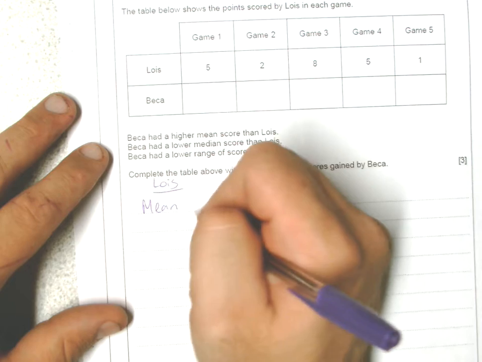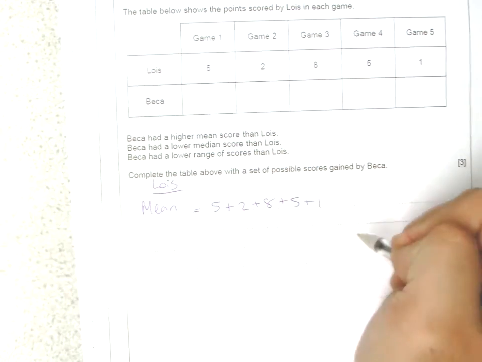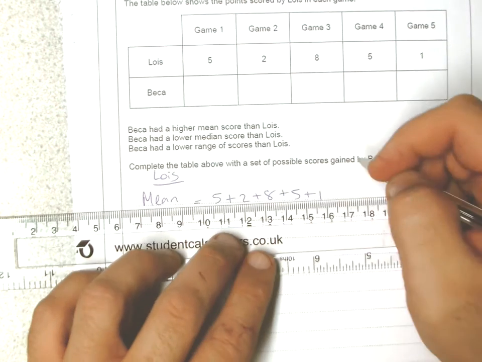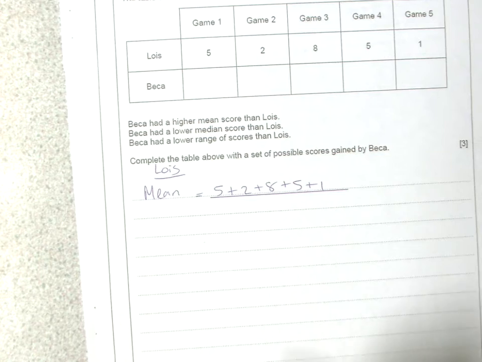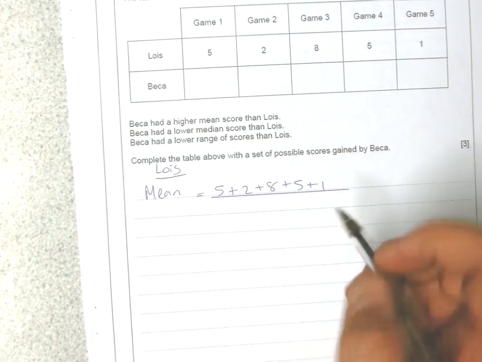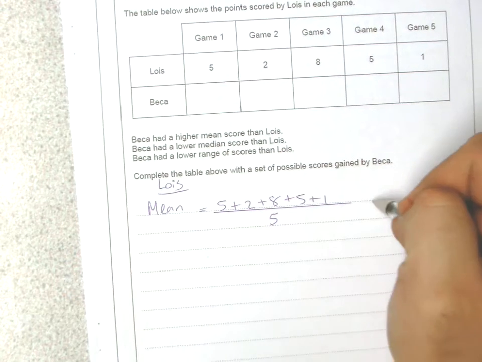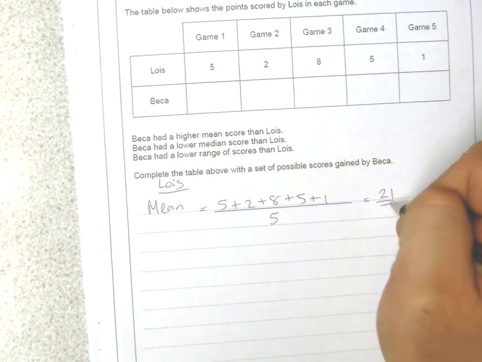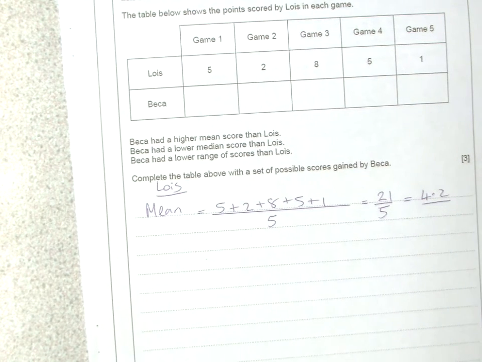The mean, of course, we're going to add them up, and then we're going to divide by how many there are. In terms of how many games she's played, she played 5 games. Add them up, you get 21. Divide by 5, so 4.2. So her mean score is 4.2.